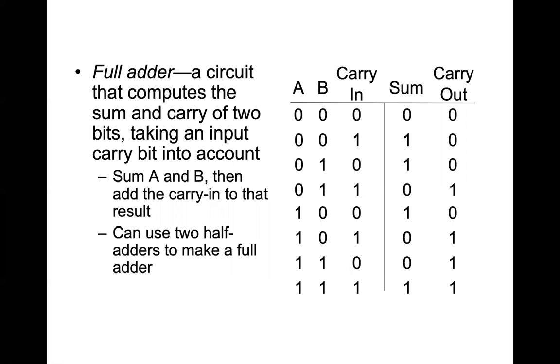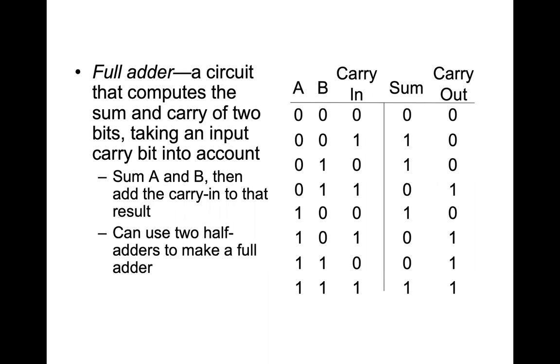So here's the circuit for a full adder. The half adder had two inputs, A and B, so its truth table had to have 4 rows, because 2 to the second power is 4. The full adder has a third input, a carry in from the previous column. And so a 3-input circuit has to have 8 rows in its truth table, because 2 to the third is 8.